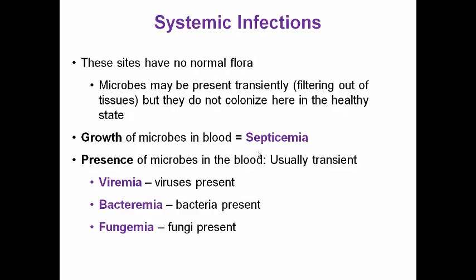Systemic infections. These sites have no normal flora, so we shouldn't find normal flora, of course, in the blood or the lymph. Microbes may be present transiently as they're filtered out of tissues, but they do not colonize here in a healthy state. Growth of microbes in the blood is called septicemia. This is review: presence of microbes in the blood, usually transient, would be bacteremia for bacteria, viremia for viruses, and fungemia for fungi. So you get the idea.